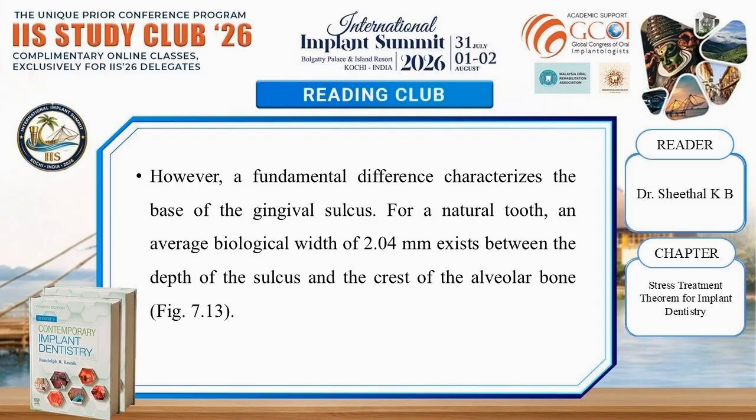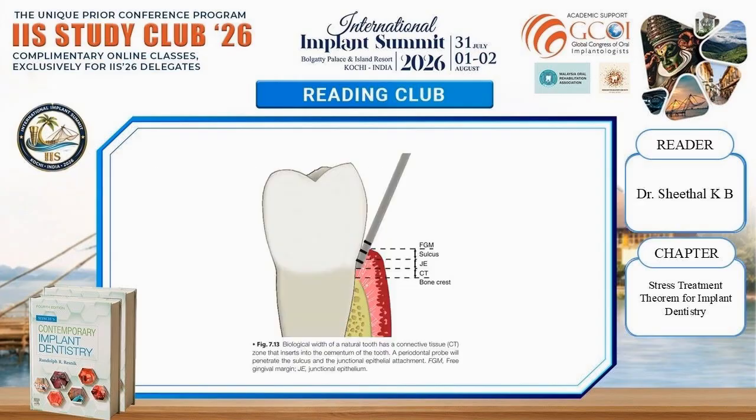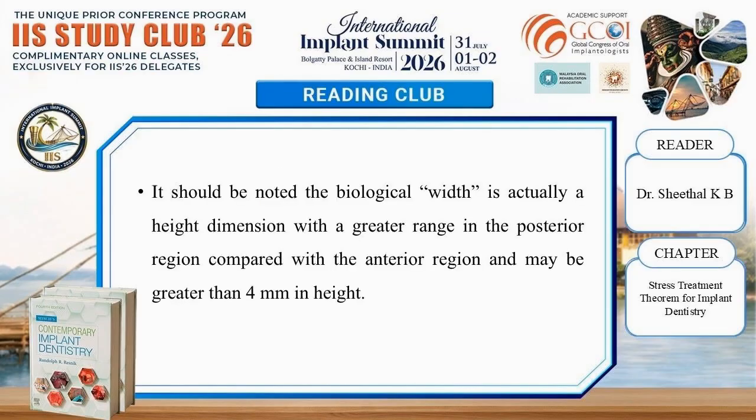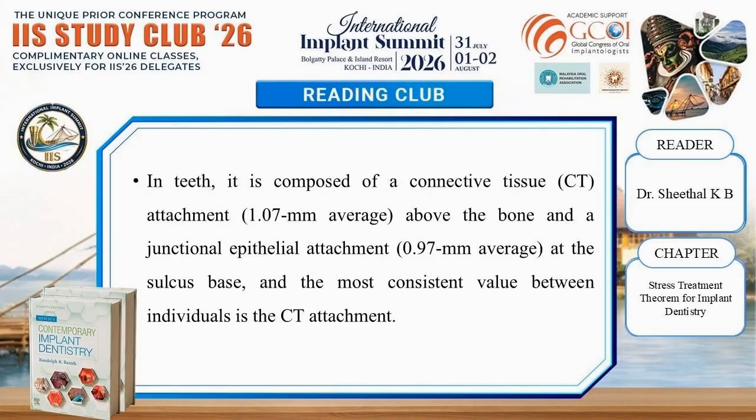For natural teeth, an average biologic width of 2.04 mm exists between the depth of the sulcus and the crest of the alveolar bone, as shown in figure 7.13. It should be noted the biological width is actually a height dimension with a greater range in the posterior region compared with the anterior region, and may be greater than 4 mm in height. In teeth, it is composed of connective tissue attachment, 1.07 mm average above the bone, and a junctional epithelial attachment, 0.97 mm average at the sulcus base, and the most consistent value between individuals is the connective tissue attachment.